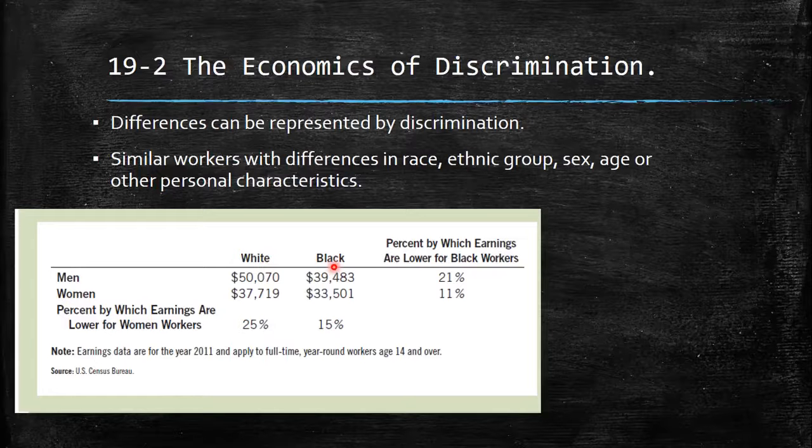I don't know why the book uses black. For me, it's African American, but they use black. So within the African American group, there are these differences. There are differences because women obviously earn less, but within races there is a difference as well. We can see here the percent by which earnings are lower for African American workers. This is 21% and 11%, so this is more difference inside the men. And then here 25 and 15%, right? This is the data of 2011.